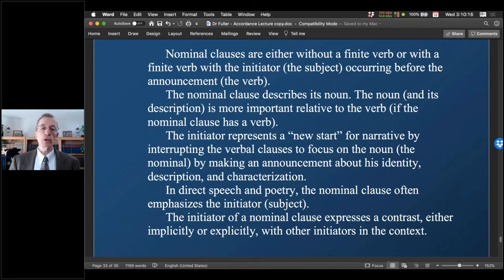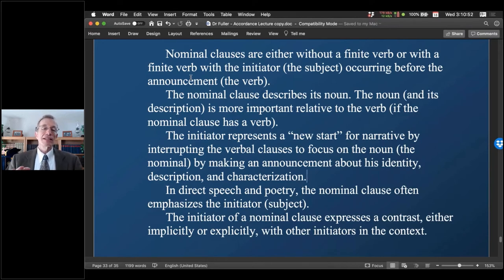So if you have your subject, or what they'll call the agent, and here they'll call, by the way, the initiator, because to them, the subject of a nominal clause, they will define that differently than a regular verb-subject relationship, okay? So again, the subject of a nominal clause is called an initiator to them, which means one that begins. It's a new beginning to them. So it's got to occur before the verb. And they don't even call the verb of a nominal clause really a verb. They call it an announcement. And we'll get into that in a little more detail.